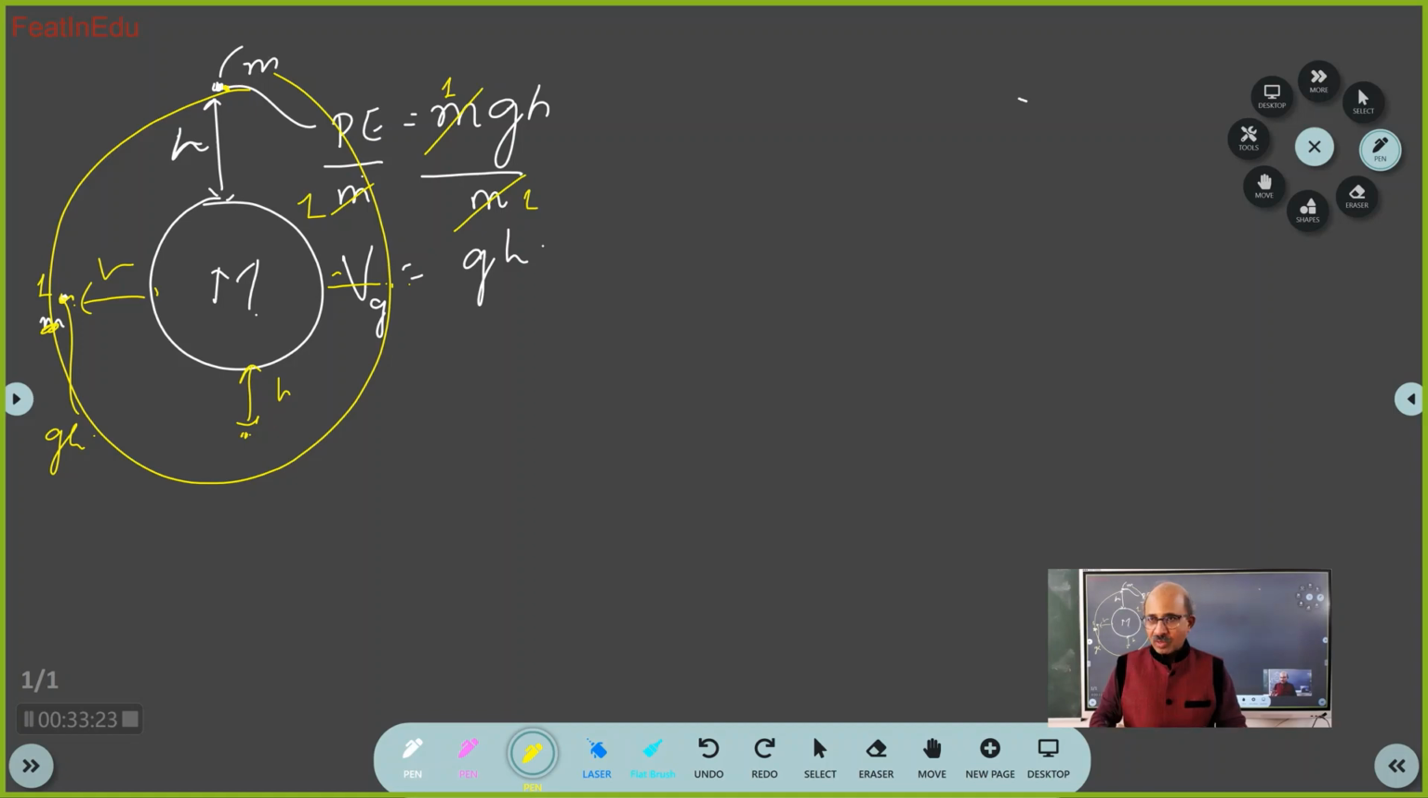Now can you imagine an imaginary sphere, and at all the points on that imaginary sphere, the potential is the same. Did you get it? And what is the potential? gh. Correct? What did you call that? Equipotential surface. Equi means same, potential surface. Correct? How many equipotential surfaces will be there?